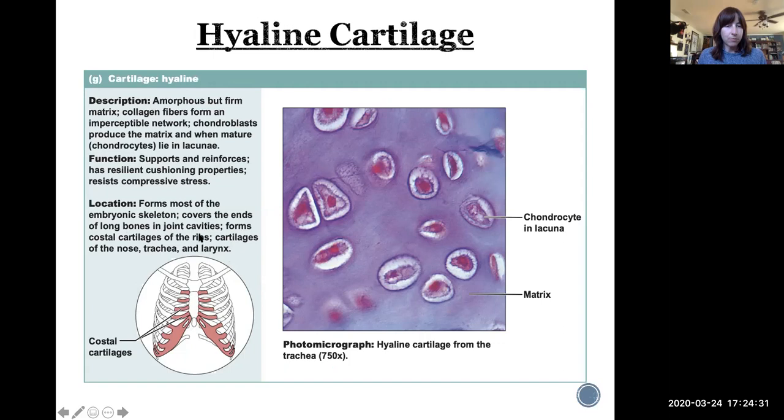So they're in the joint cavities at the ends of long bones, the costal cartilage of the ribs. So the cartilage that connects the ribs to the sternum is made of hyaline cartilage. And the cartilage of your nose, the cartilage that makes the rings of your trachea that you can feel here, and the cartilage in your larynx, so your voice box, is all hyaline cartilage. All right.